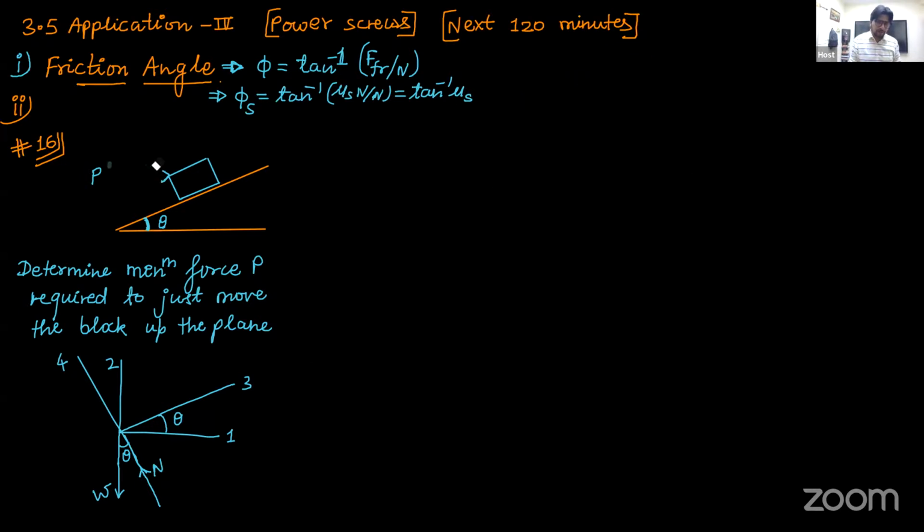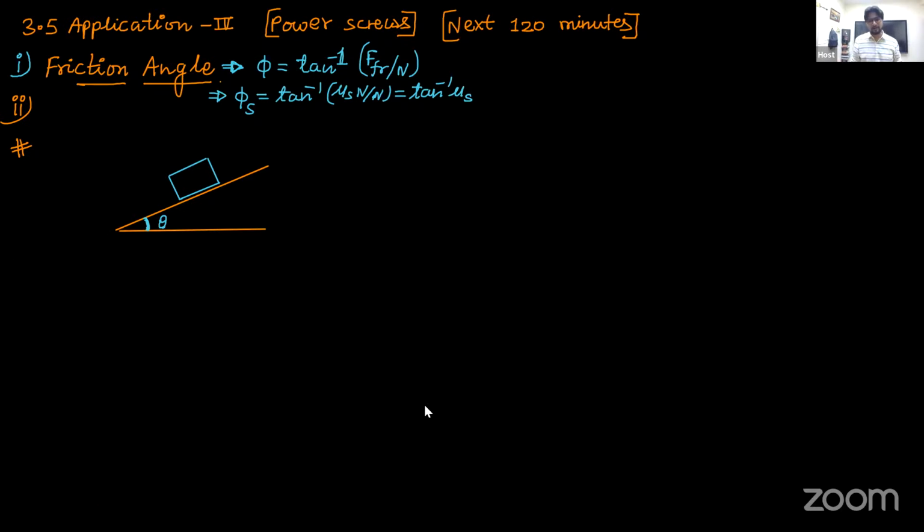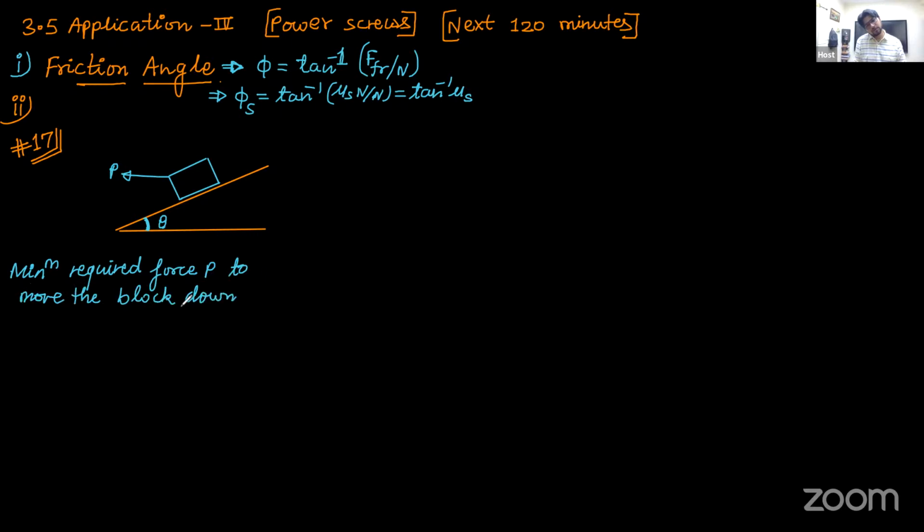In moving the block up the plane, there was no condition. There was no restriction on the angle of the inclined plane. But in moving the block down the plane, there will be some restriction. So let's say now we want to calculate the minimum required force P to move the block down the inclined plane.